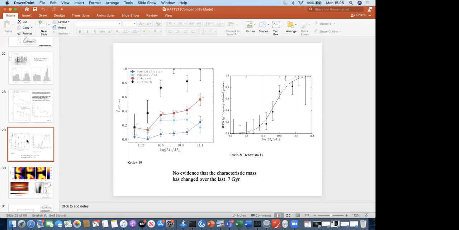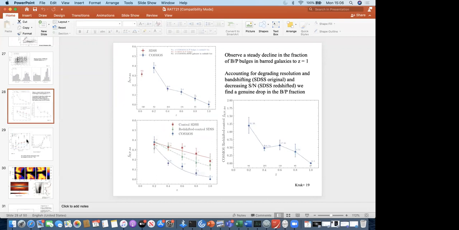Can I ask a question? Yes, sure. Sorry, could you please go back to the plot where you show the variation of the bar fraction with the H1 mass? Sure. I think Erwin 2007 it is. Yeah.